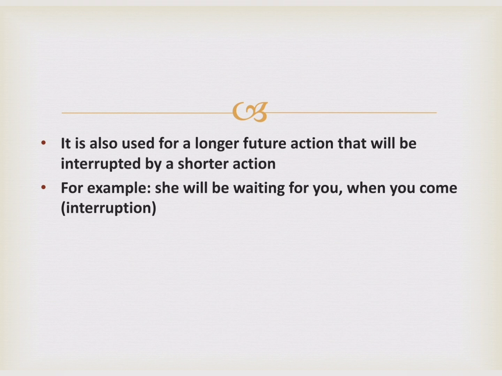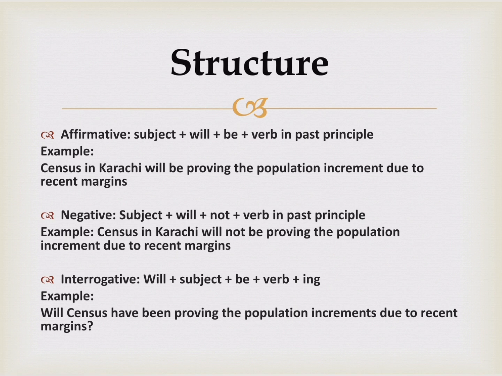Now let's talk about its structure. The structure of this tense is divided into 3 forms. Affirmative, which is subject plus will plus be plus verb. For example, census in Karachi will be proving the population increment due to recent margins. Negative form is subject plus will plus not plus be plus verb. Example, census in Karachi will not be proving the population increment due to recent margins.